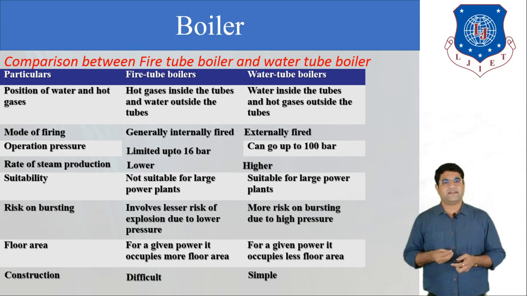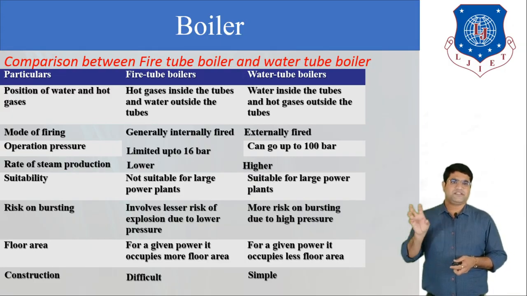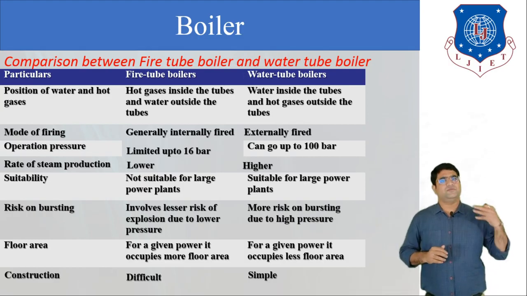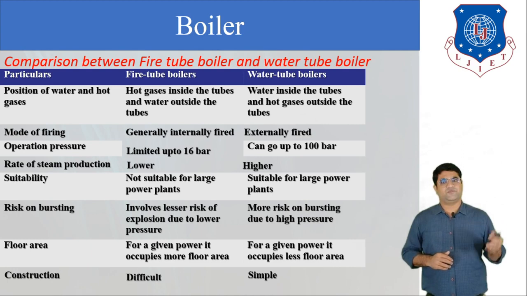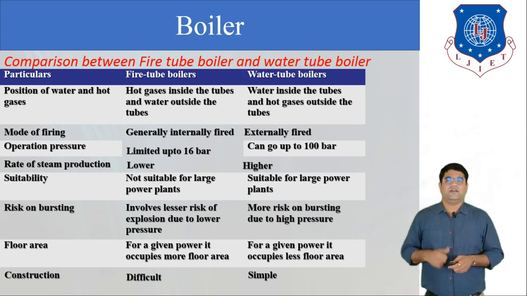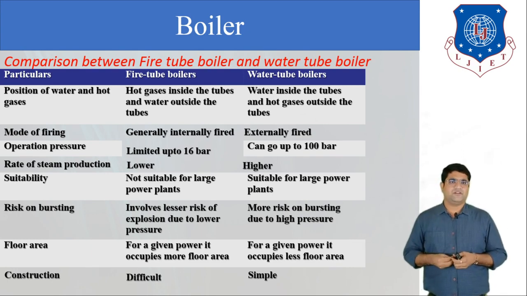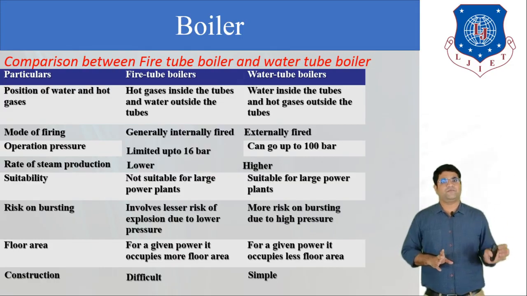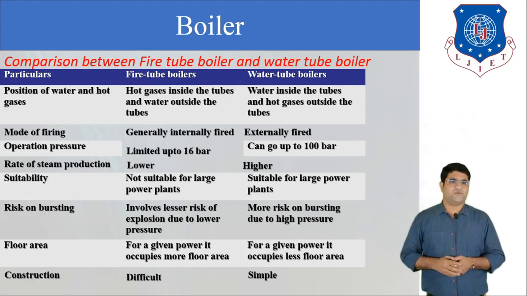Okay, next, the operational pressure. Generally the fire tube boilers are low pressure boilers, used up to 16 bar pressure, and water tube boilers are generally high pressure boilers, so the pressure can be increased up to 100 bar. Okay, now next is the rate of steam production. Because the pressure is low, the rate of steam production is lower in the case of the fire tube boiler, and the rate of steam production is very high in the case of the water tube boiler.